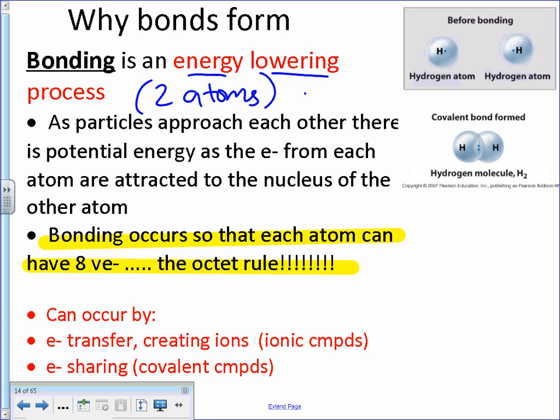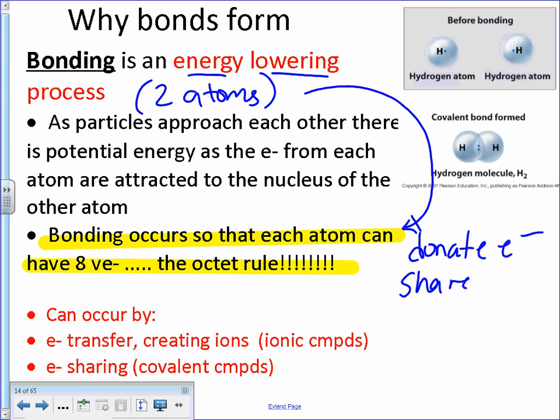The happiness index is related back to how many valence electrons they have. Those two things are directly related. If you have 8 valence electrons, that means that you are happy. You can do that, down here at the bottom, by donating electrons to get a full octet in your outer valence shell, or you can share electrons to get that. That's really about it. That's why we have two types of bonds that we generally talk about, ionic and covalent.